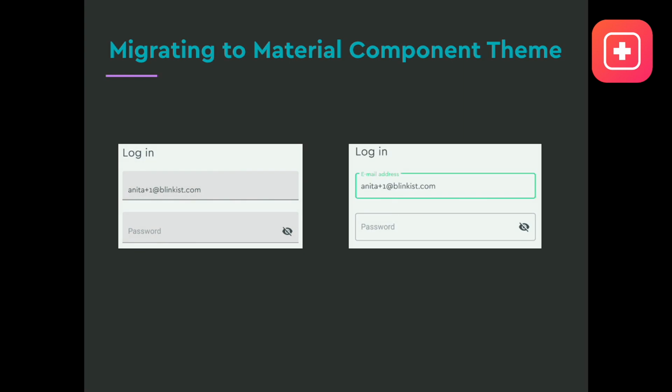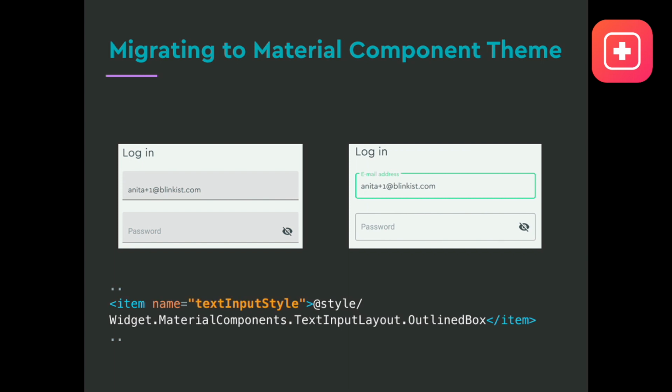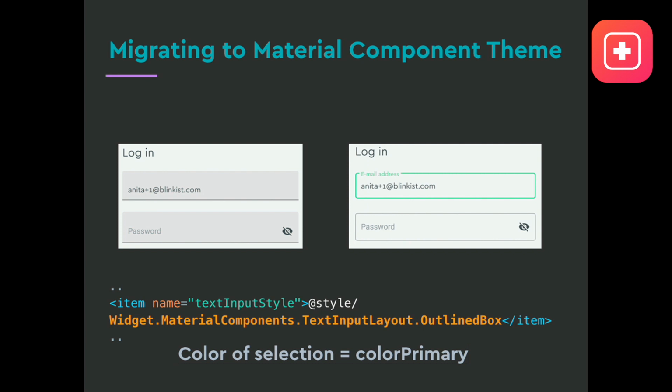And last but not the least, we were able to fix this gray mess by setting the text input style default style attribute to this outline box style. So what you see on the left is the filled box style, and we changed it to the outline box style, which is what you see on the right, because we thought that looked better. And something to note is that the color of selection is equal to color primary by default. So if you want to override this for all of text input layouts, you can use material theme overlay.